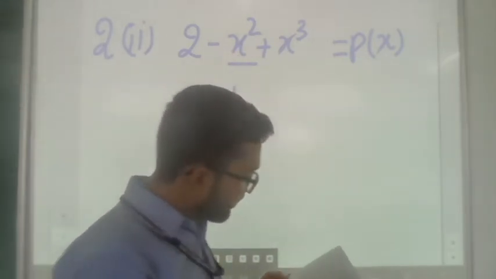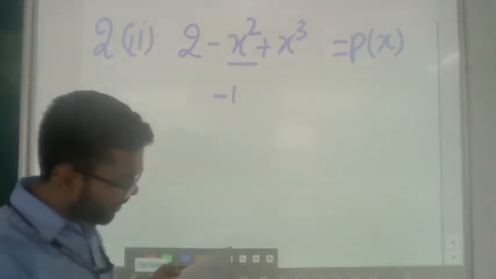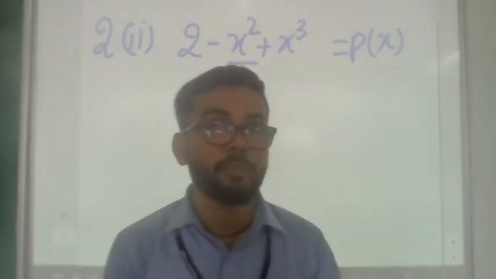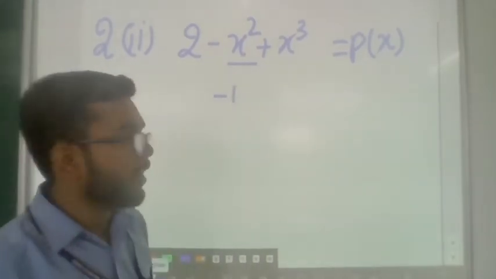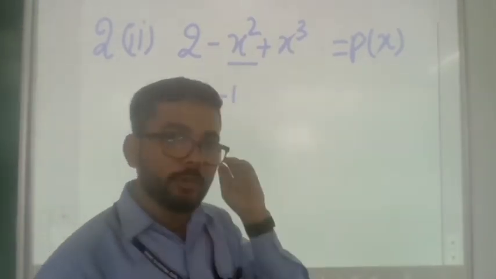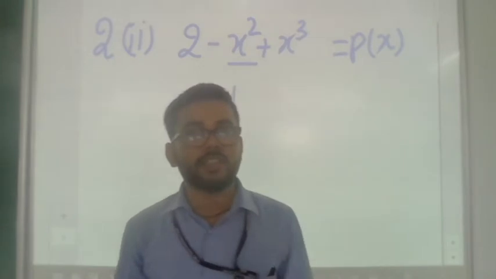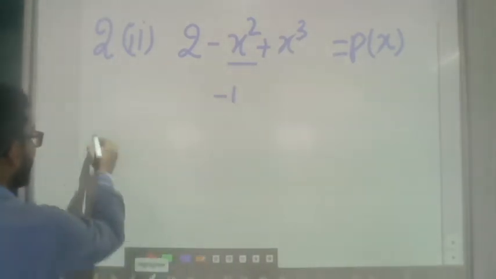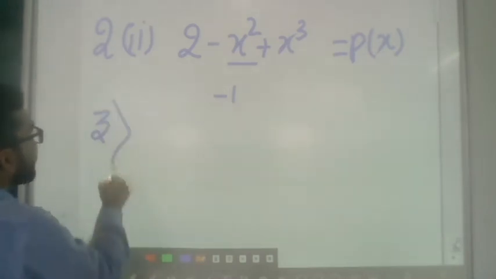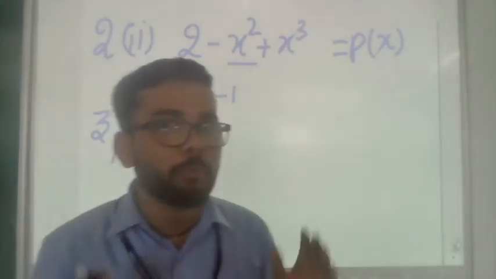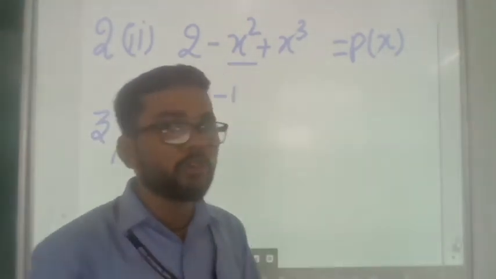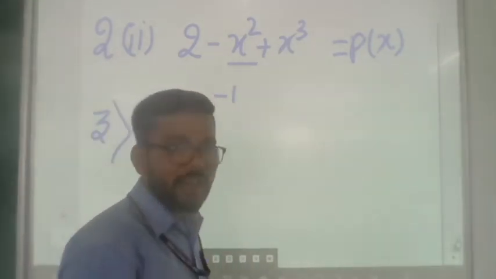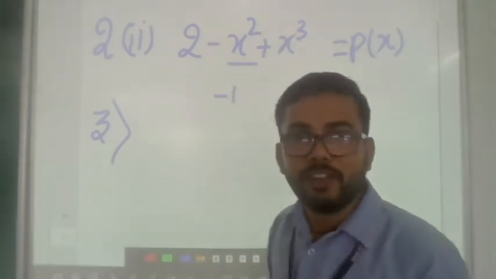Similarly, in the next question, question number 3, you will have to give an example of a binomial of degree 35. Binomial means what? As I told you in the previous video, and you have already studied in class 8, a binomial is a polynomial that contains two terms. But you will have to write a binomial having degree 35.